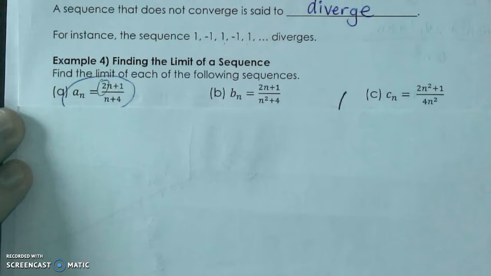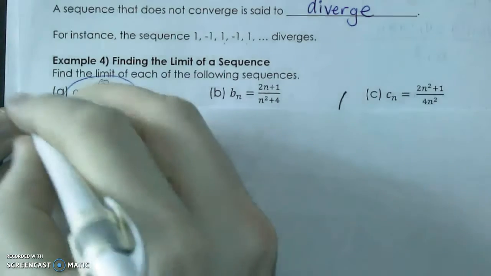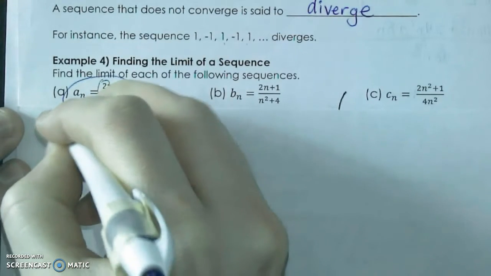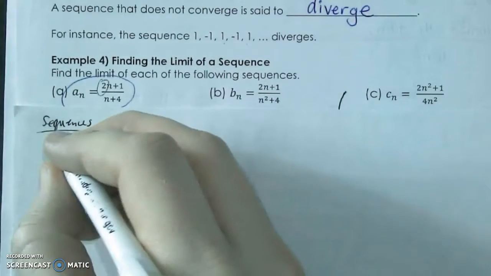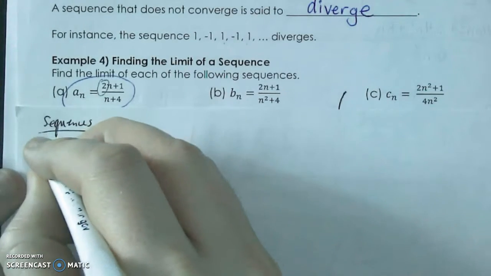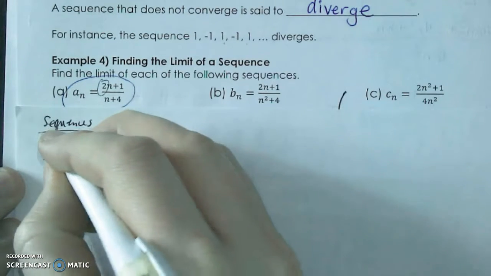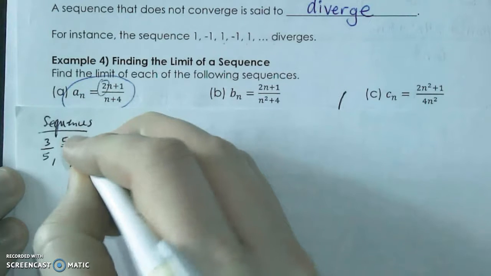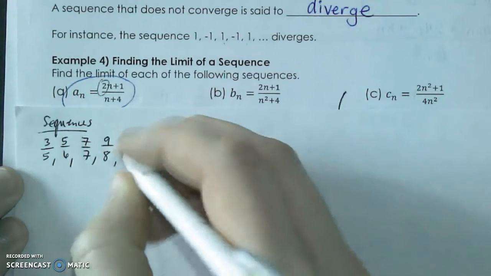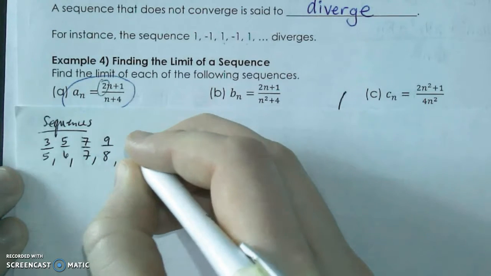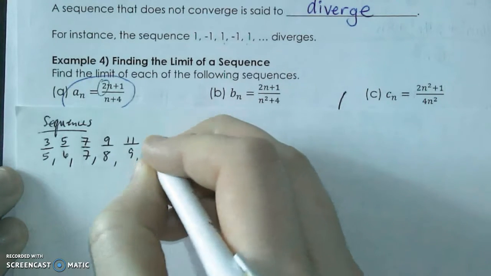For the following three rules for sequences, we're going to look at the limit of the sequences and see if they're converging or diverging. So let's start by looking at the sequences themselves, and we're going to plug in some numbers and see what the sequence does. So if I plug in 1 for part A, we would get 3/5. If I plug in 2, it'd be 5 over 6. 3 would be 7 over 7. 4 would be 9 over 8. 5 is going to give you 11 over 9. And 6 will give you 13 over 10.